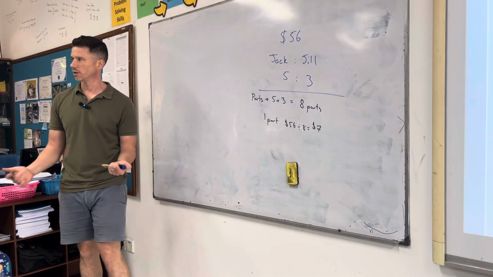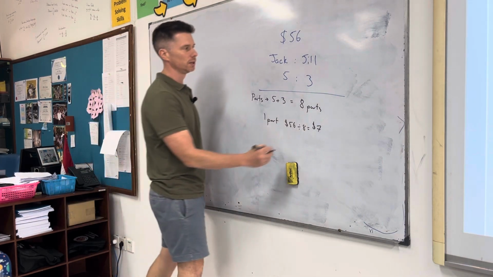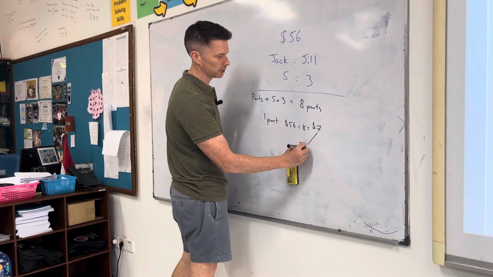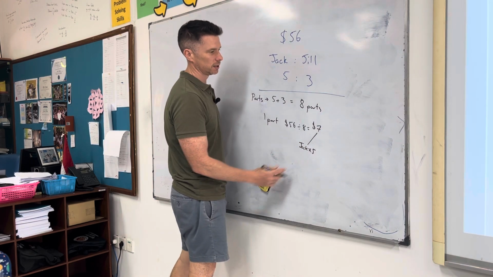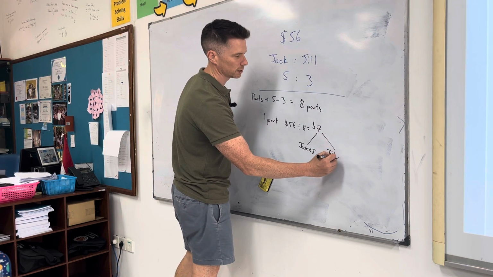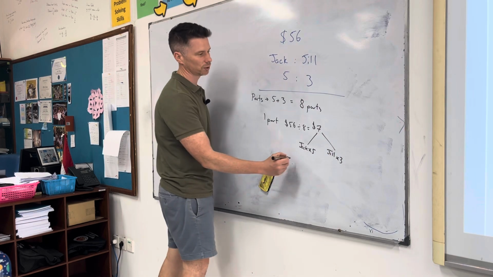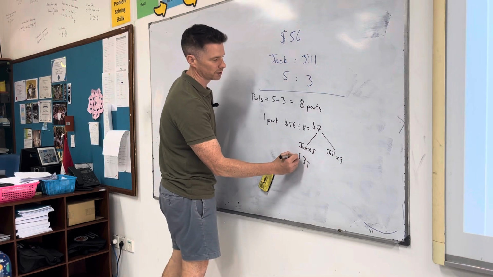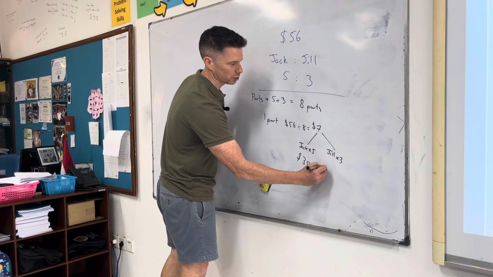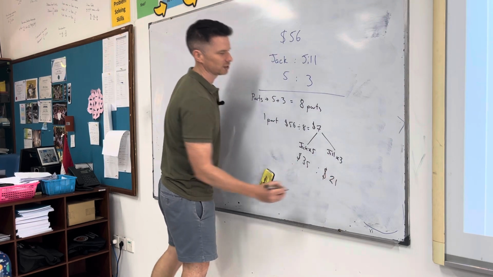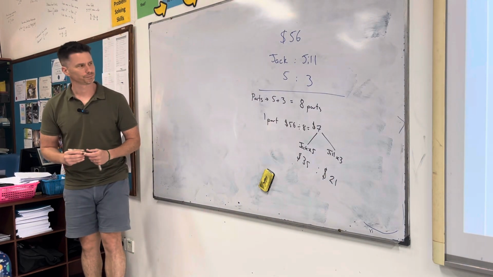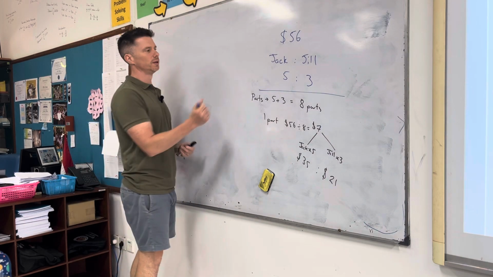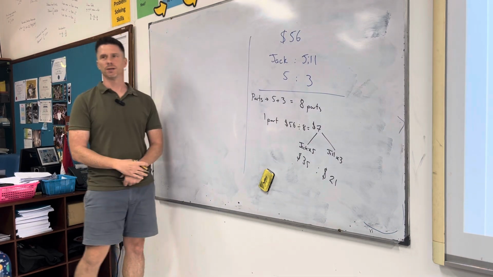Now no one gets $7, they both get more than that. Jack gets 5 times that, and Jill gets 3 times that. Okay, so that's $35 for Jack, and Jill gets 21, I think, Caesar. 21. Okay. Very good. So that's a pretty straightforward example.